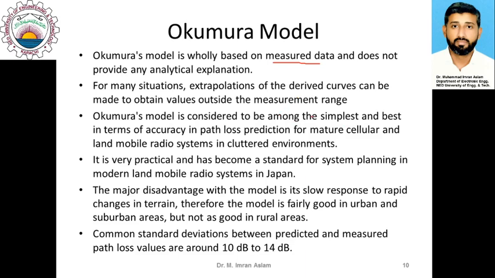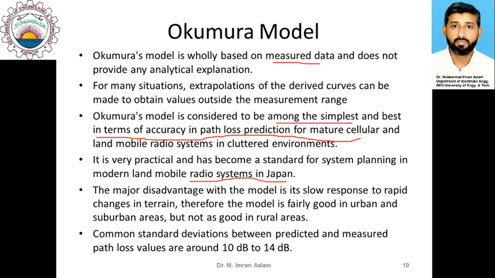This model is very simple to use and good in terms of accuracy, in that it gives a good estimate of the path loss in different types of environments. It is very practical because of its simplicity, and it has become standard for system planning in Japan. It was developed in Japan as well, and it was used there for system planning and path loss calculation.